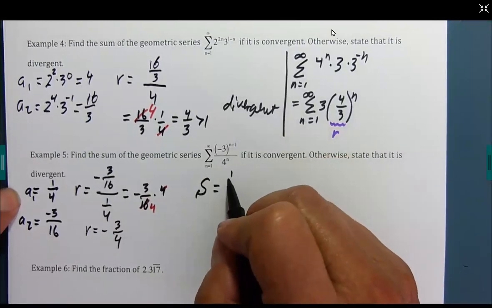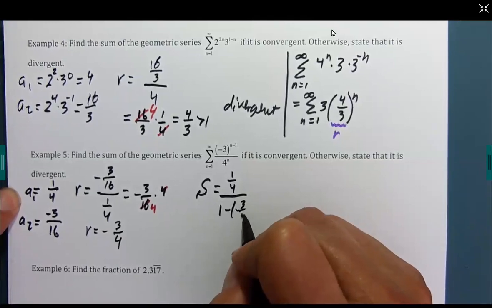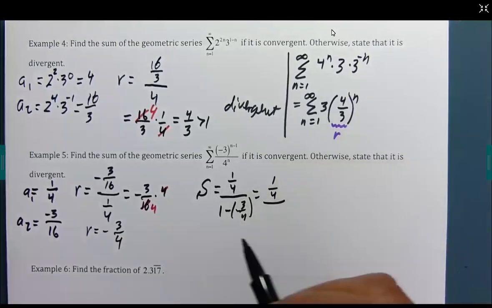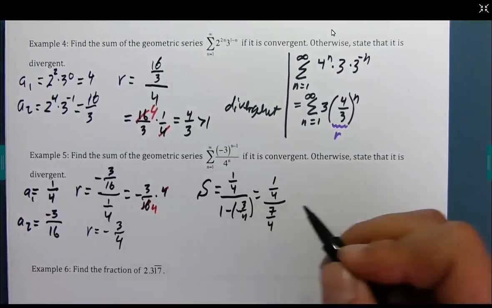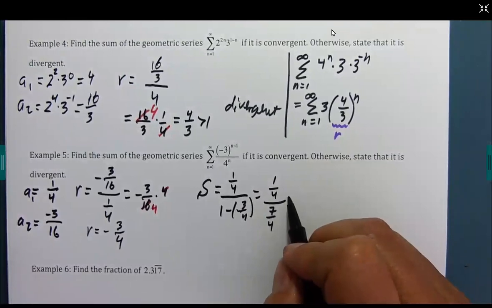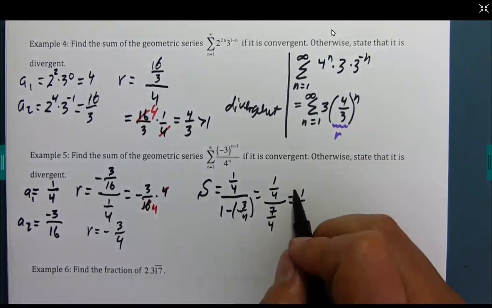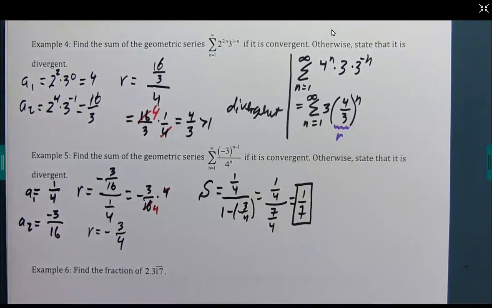A, which is 1/4, divided by 1 minus negative 3/4. So that becomes 1 plus 3/4. That's going to give me 7/4. That's going to give me 1/7. Meaning it is convergent.